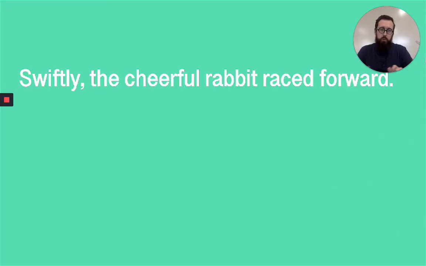So, swiftly, the cheerful rabbit raced forward. So this is a sentence because it expresses a complete thought, makes complete sense. And it's a declarative sentence because it makes a statement. This sentence is about a rabbit. So I'm going to underline it and put a capital S above it to label as my subject.